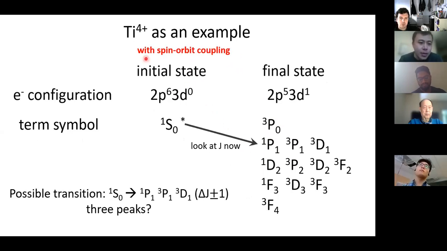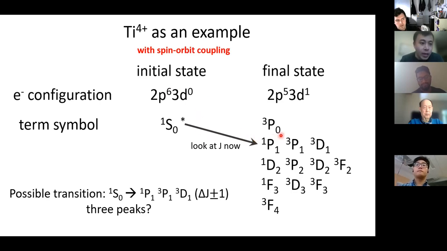Okay, now with the spin orbital coupling, let's look at the case, right? We still have the 1S0 as the initial state, but now, as I mentioned, since we have spin orbital coupling, we need to look at the J, right?